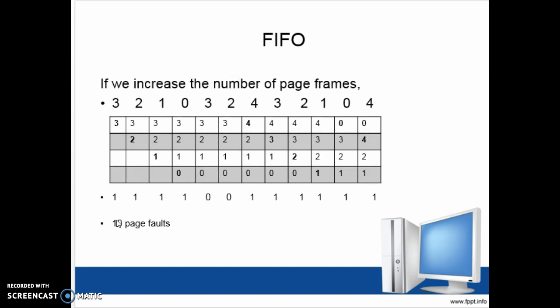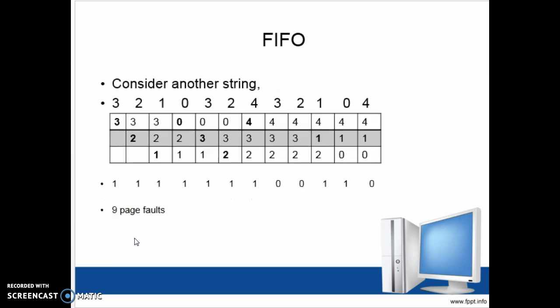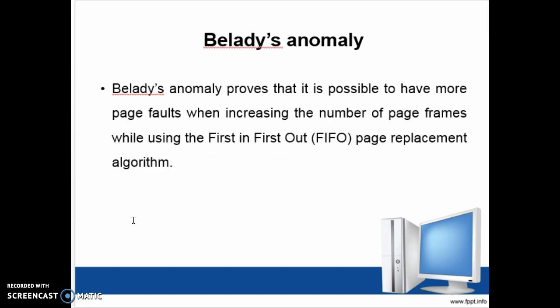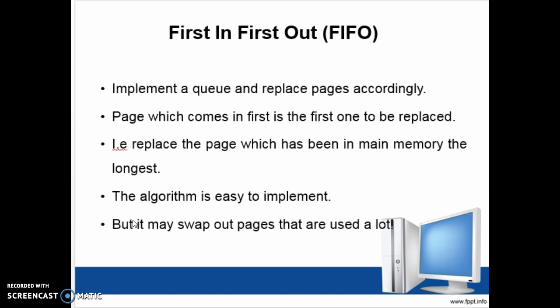So here we are getting 10 page faults. For 3 frames we got only 9 page faults. When we increase the frames, the page faults also increased. That is called Belady's anomaly. Belady's anomaly states that for some reference strings it is possible to have more page faults when increasing the number of page frames. So that is Belady's anomaly, and that is all about first in first out.